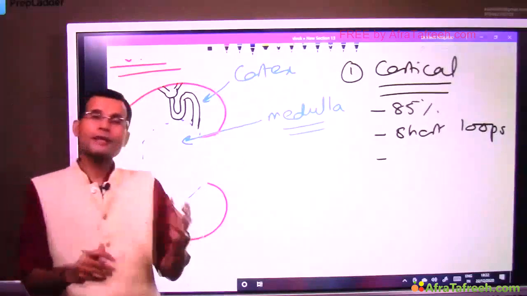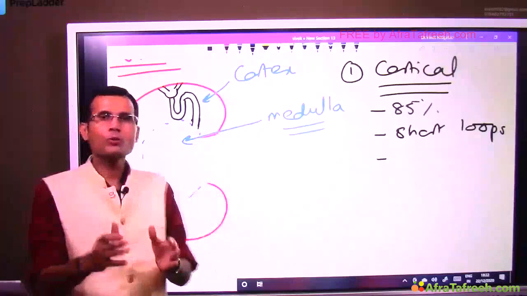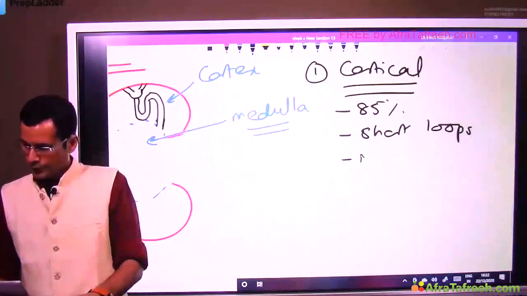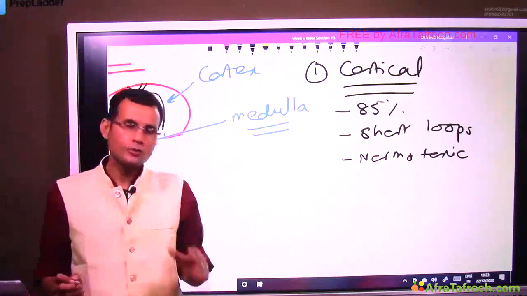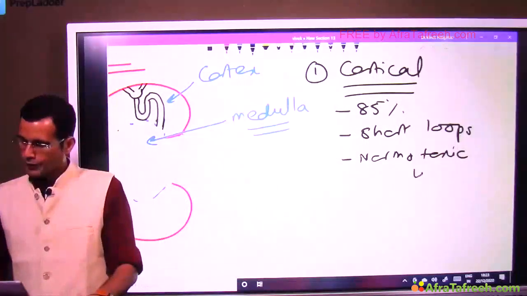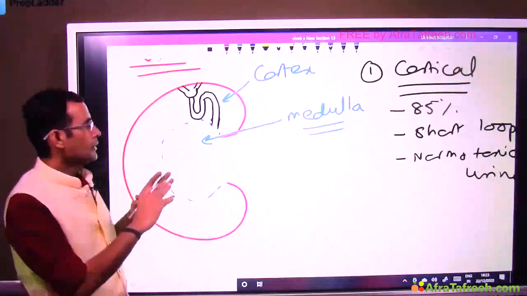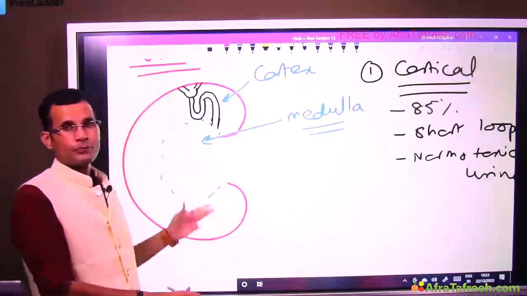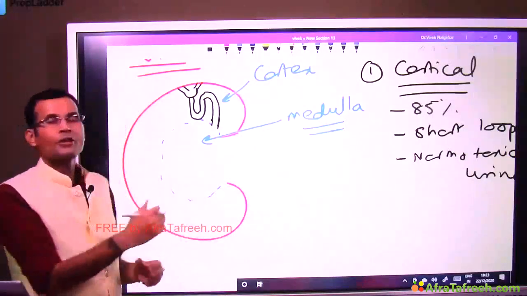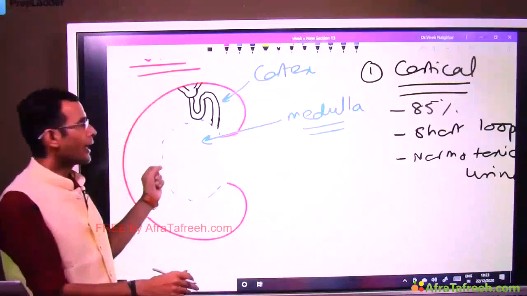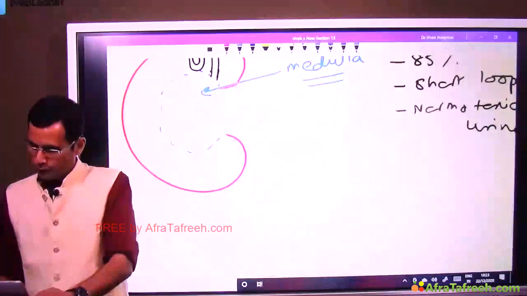And what is their function? They will form the normotonic urine. I mean, to concentrate or dilute the urine is not the function of these nephrons. They will only excrete the substances in a normotonic urine. The second type of nephron, which is more important, of course everything is important, but otherwise functioning wise you should look at the other type, which is juxtamedullary nephron.